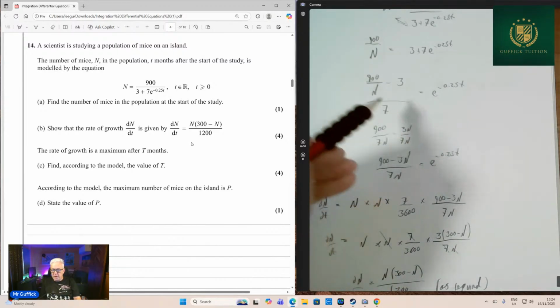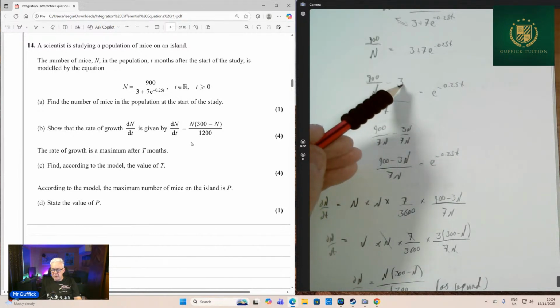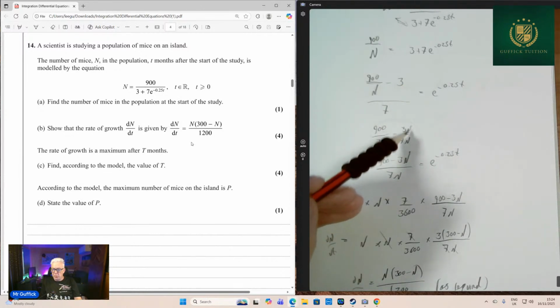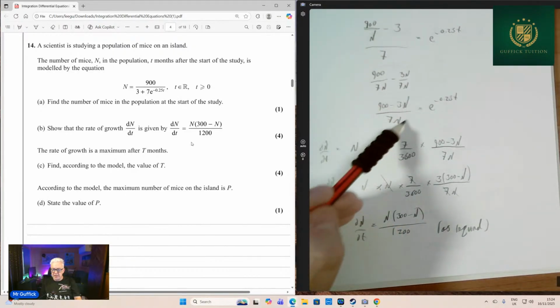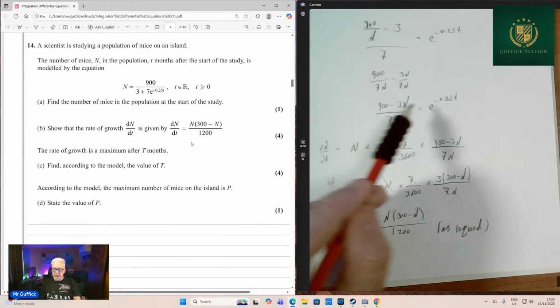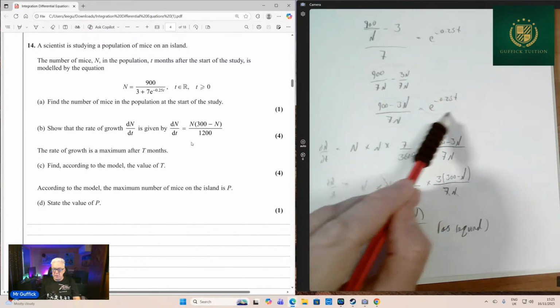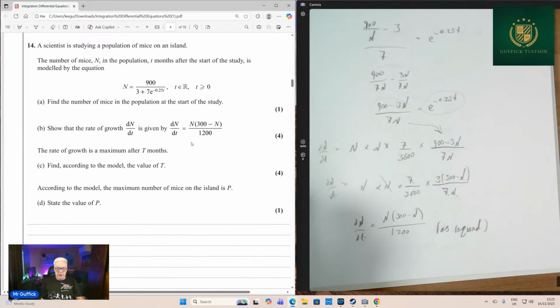Oh, actually, what I've done is I've written this as a single fraction. So 900 over 7n minus 3 times 1/7. But I've multiplied the numerator and denominator by n, so we get a common denominator. So that is that whole thing over a common denominator. Okay, so that is my e to the minus 0.25t. So that gets subbed in now into my differential equation.